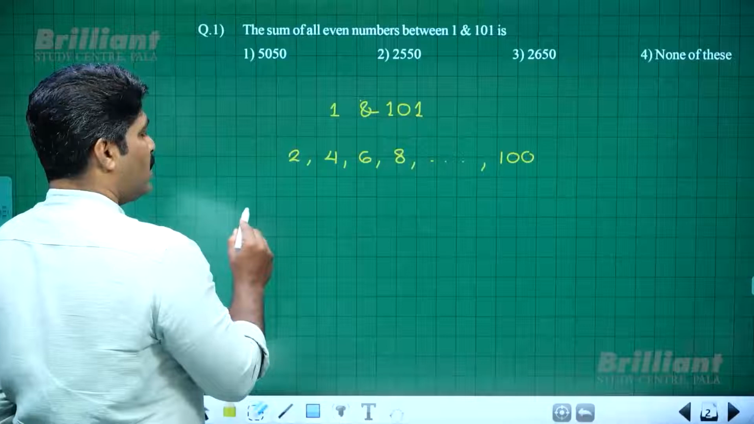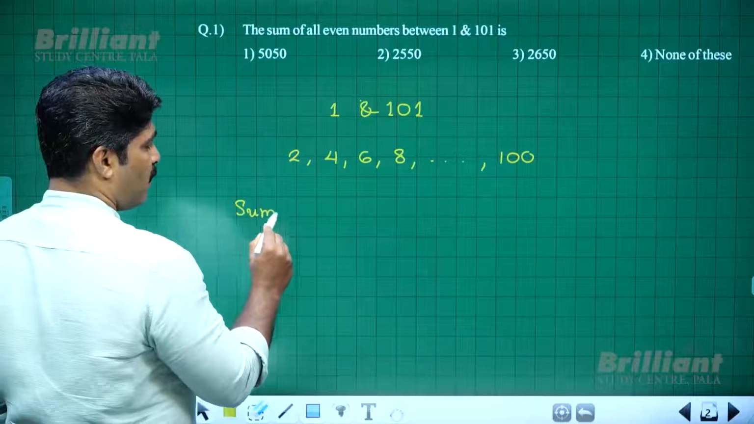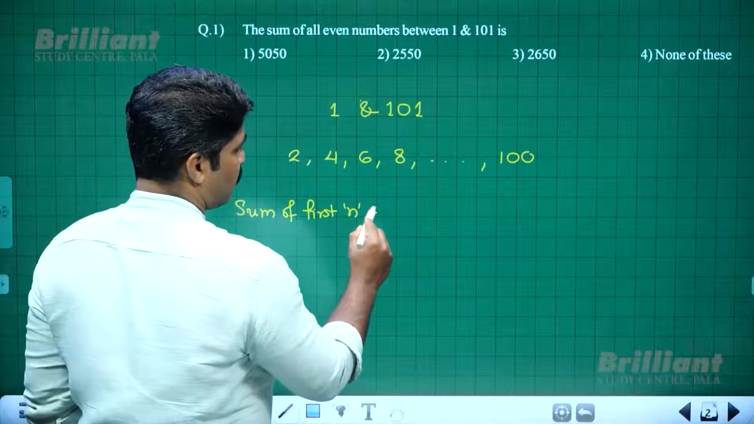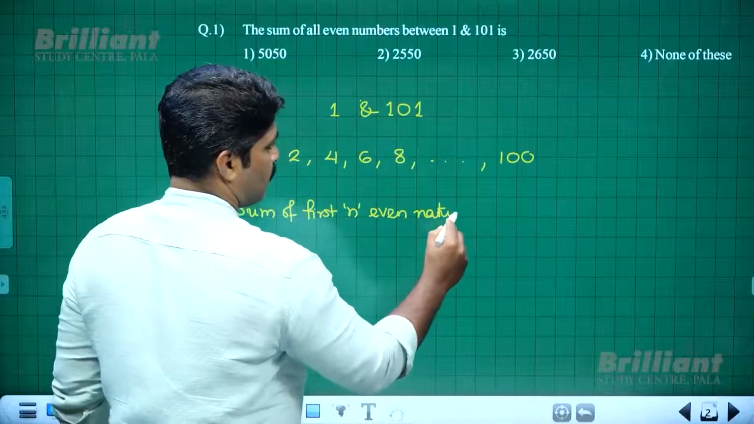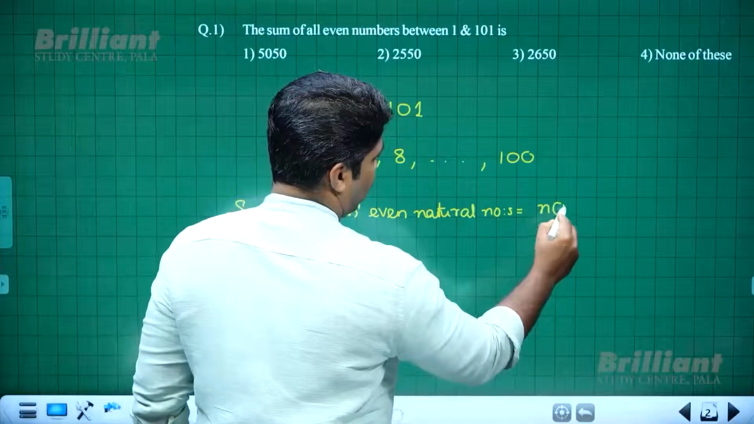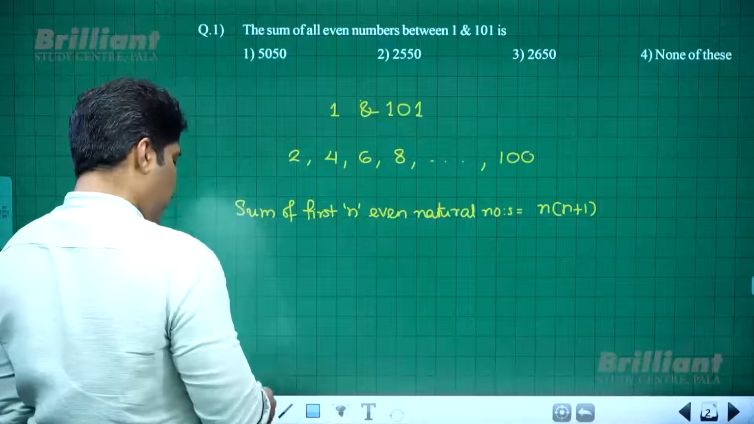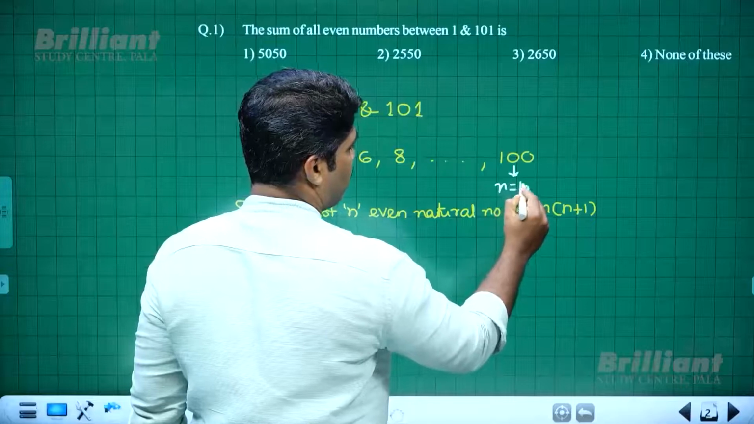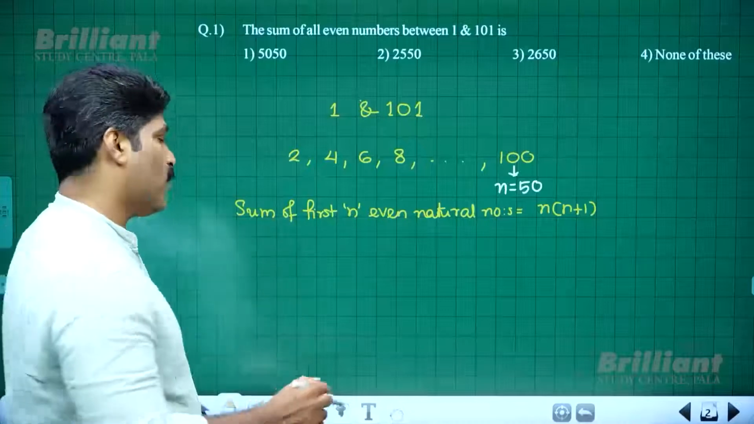So what is the sum of the first n even natural numbers? That is n into n plus 1. Here we know that this 100 is the 50th even number. Here n is equal to 50, because we are adding the first 50 even natural numbers.